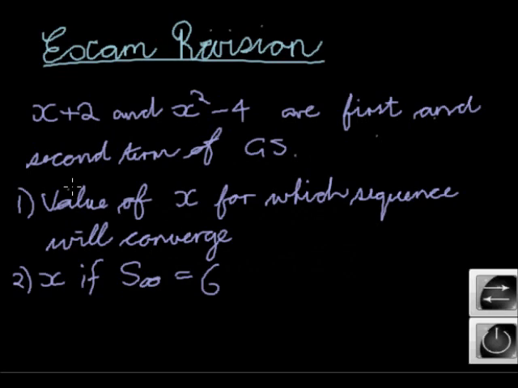Okay, let's have a look. Question 3.2 in paper 1. Here we go. If you read it with me. x plus 2 and x squared minus 4 are respectively the first and the second term of a geometric sequence. Then they ask us to calculate the following: the value, or the values, of x for which the series will converge.